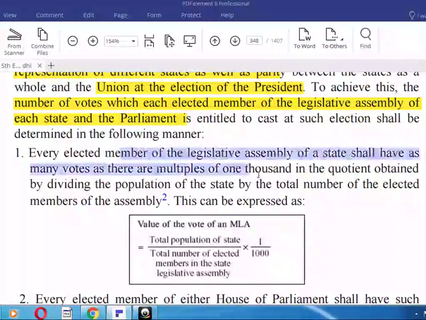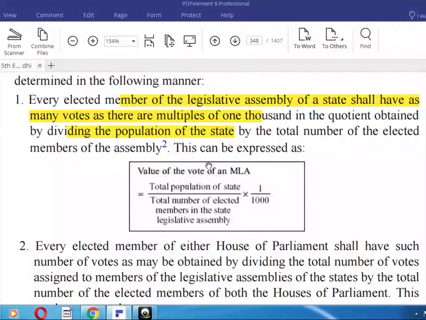Every elected member of the Legislative Assembly of a state shall have as many votes as there are multiples of 1,000 in the quotient obtained by dividing the population of the state by the total number of elected members of the Assembly. This can be expressed as: value of the vote of an MLA equals total population of the state divided by total number of elected members of the State Legislative Assembly, into 1 by 1,000.